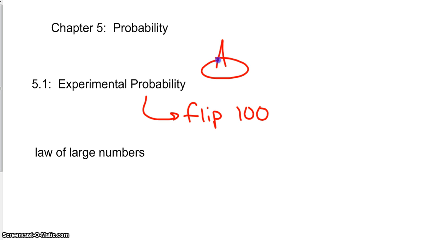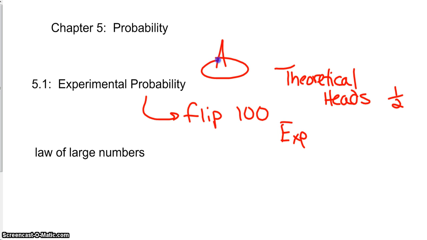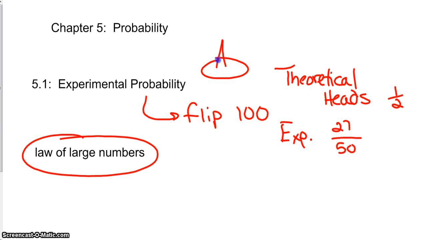So we'll get into it later. Yes, theoretically, heads is half the time. Experimentally, I could do it 50 times, and 27 of those could be heads. Now, what happens is our law of large numbers says as we do things more and more and more and more, my experimental will get closer to the theoretical.